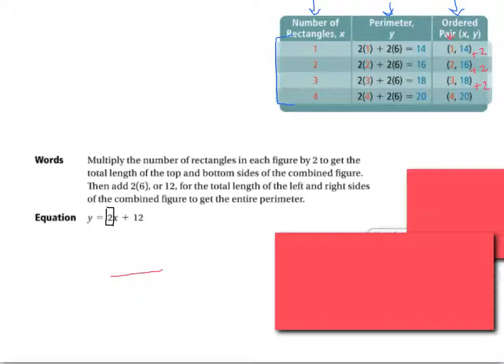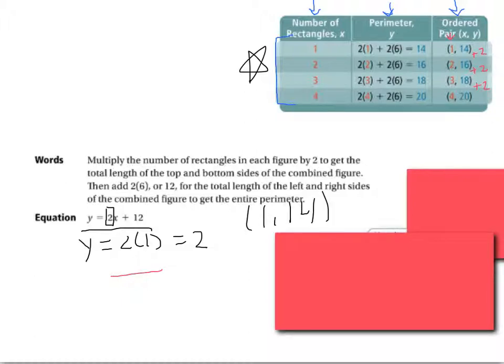Now if I want to make sure that this equation works for my table, if I were to plug in 1, what would I have to add to that number to get 14? So if I just had y is equal to 2 times 1, that would be equal to 2. Well, that's not what my ordered pair is. My ordered pair is 1, 14. So I have to make sure to add 12 to it so that I can get my 14. A lot of this is just trial and error.